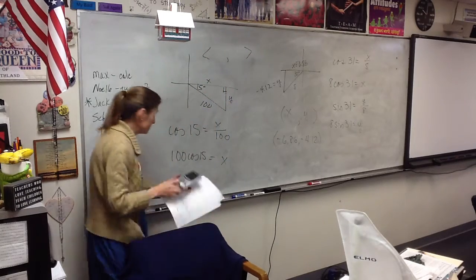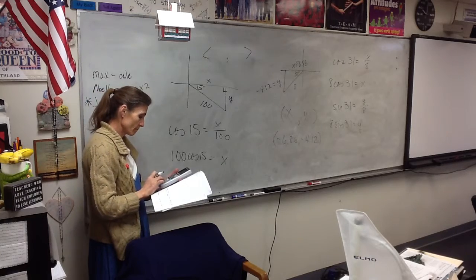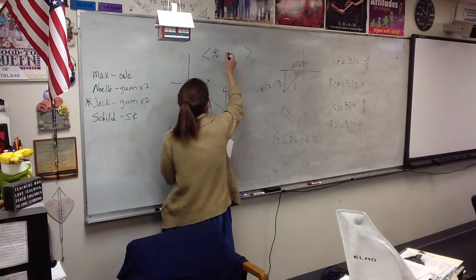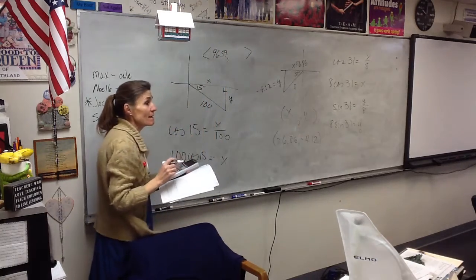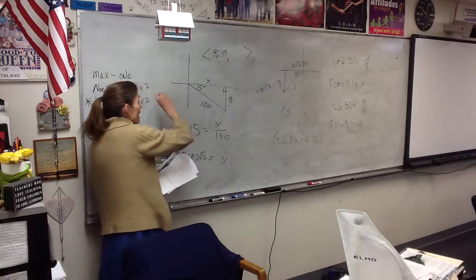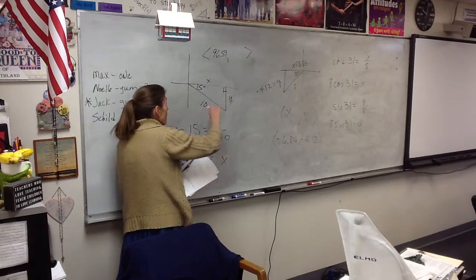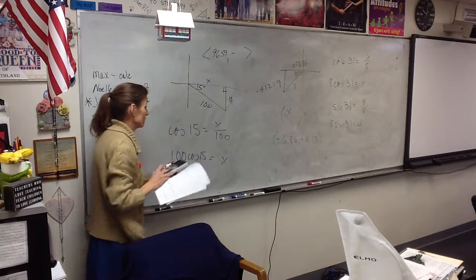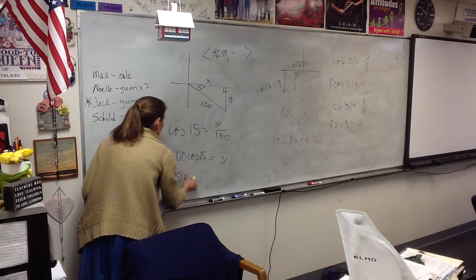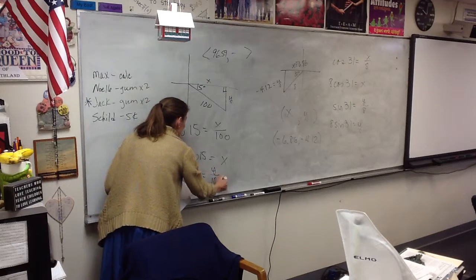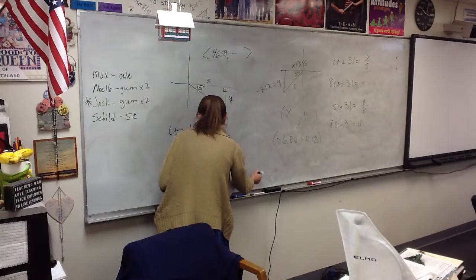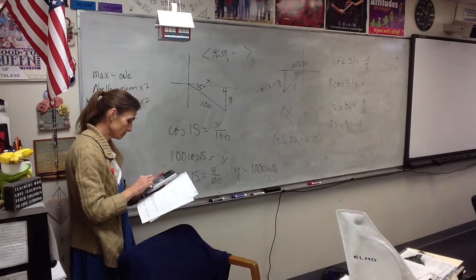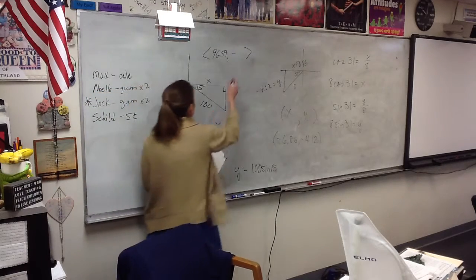So I will type that in. Now I got 96.59. Do I need to make that negative? No. X is positive. However, when I do my y, am I going to have to make that negative? Yes, my y will be negative. Sine 15 equals y over 100. So y equals 100 sine 15. 25.88.